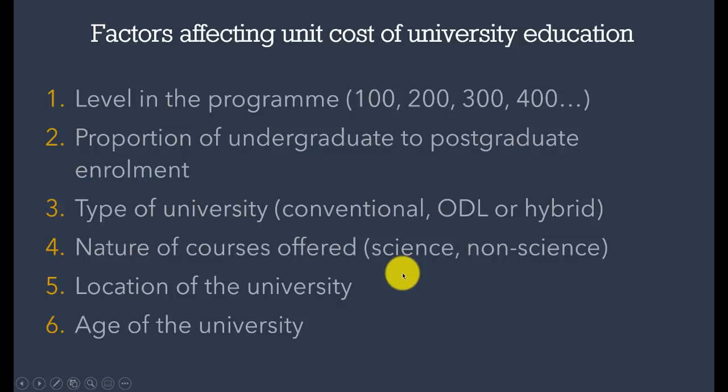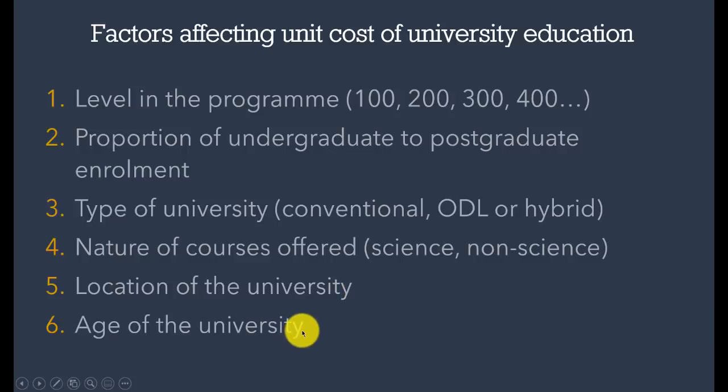The nature of courses offered. Science programs are more expensive, so unit cost will actually have to go up. Non-science courses like the arts, lower than this. Location of the university in the rural area, where you buy yam for 5 pieces for about 1,000 naira. Come to Lagos, they will charge you 1 million naira there. And so the cost of living is higher in the urban than in the rural.